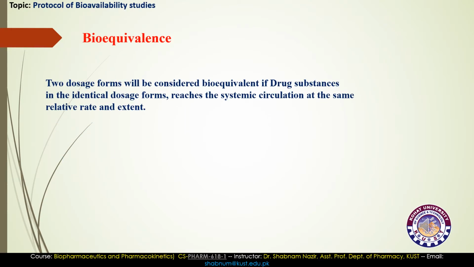So, before proceeding to the protocol of bioavailability studies, I want to mention bioequivalence, just to see how both these terms are interrelated. Two dosage forms will be considered bioequivalent if the drug substances in the identical dosage form reach the systemic circulation at the same relative rate and extent. So actually, various similar dosage forms with similar drug are being evaluated for their bioavailability, whether any significant difference is out there or not. Such a study is called a bioequivalence study, and as bioavailability is being measured, the same protocol will be applicable to both kinds of studies.